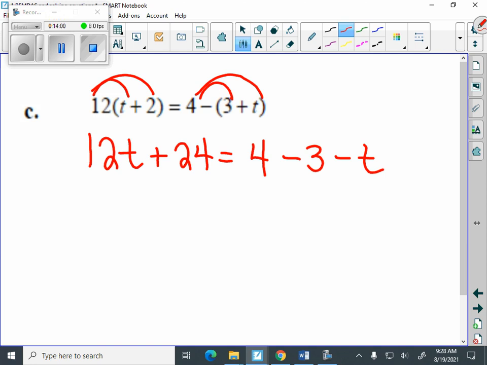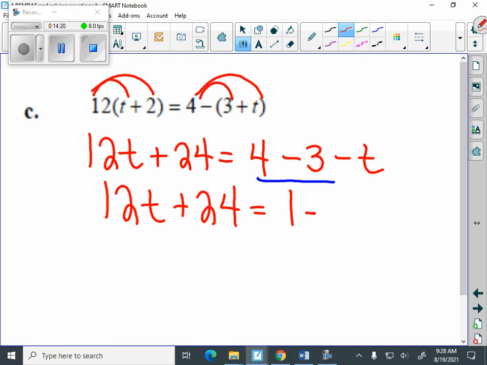And now that we've done that, what we're going to do is combine like terms over here on the right side of the equation. So our like terms here are this 4 minus 3. So we still have 12t plus 24. And over here, 4 minus 3 is 1 minus t.